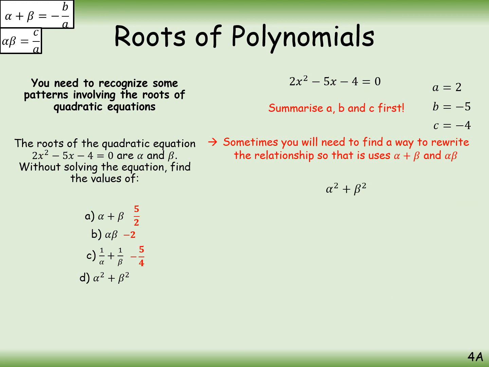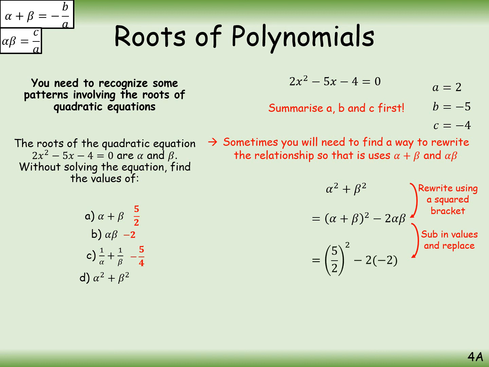Now, alpha squared plus beta squared. Well, if we rewrite using a squared bracket, we could write this as alpha plus beta squared minus 2 alpha beta. Because when you have alpha plus beta squared and you expand this, you get an extra 2 alpha beta, hence we minus this 2 alpha beta.